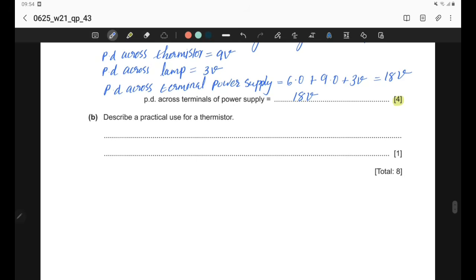Part B, describe a practical use for a thermistor. So the basic working principle of a thermistor is that its resistance value changes according to the change in temperature. So we can write any sensible use which relates to temperature control or depends on the temperature. So one example we can use is fire alarms. Since it is a 1-mark question, only one answer is enough.